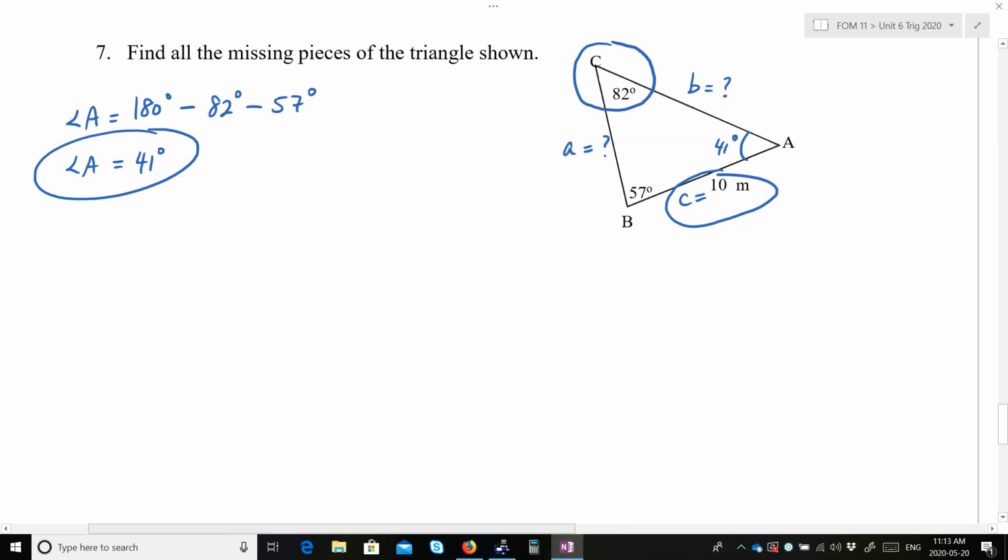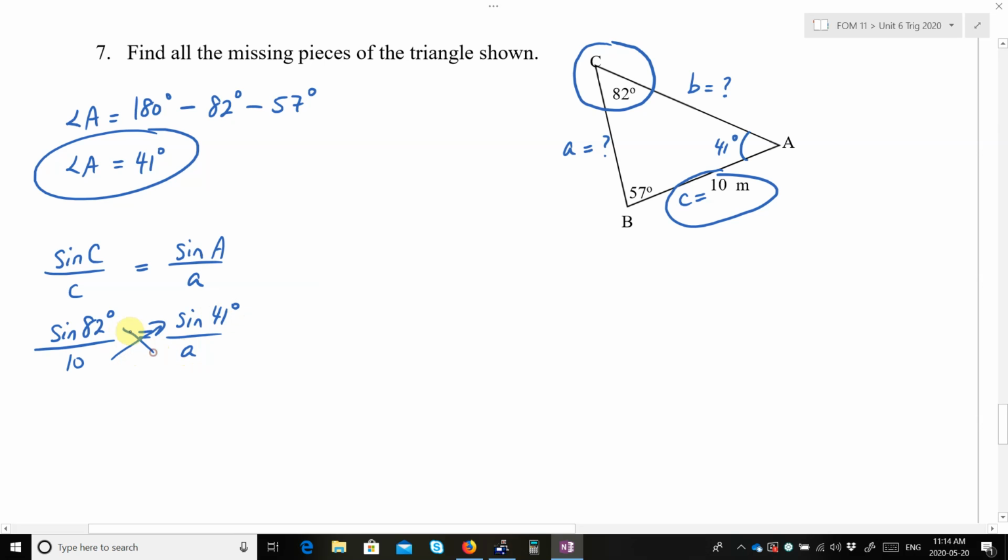We've got the information for capital C and little c, so why don't we start with sine C divided by little c is equal to sine A over little a. We'll get a first and then we'll figure out b. So sine of 82 degrees divided by its opposite side is equal to sine of capital A, which is 41 degrees, divided by little a. And now let's solve this for a.